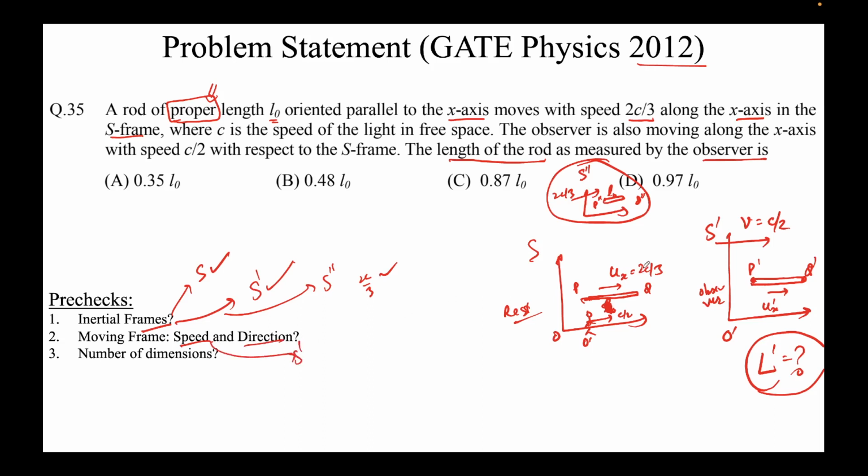So S prime speed is c by 2 and direction, it's given in the question, x-axis, or I cap, whatever you want to say. Similarly, S double prime is moving at 2c by 3, again in I cap. I've assumed it's in I cap. Number of dimensions: the question directly refers only to the x-axis, so we'll only consider one dimension. You notice everything is oriented along the x direction, all the velocities and everything, right?